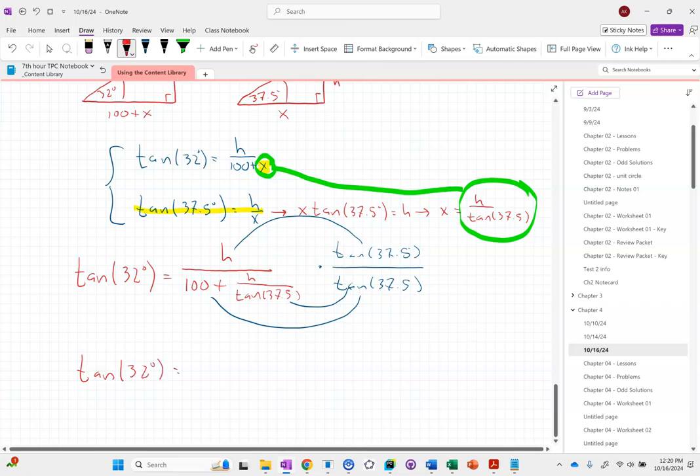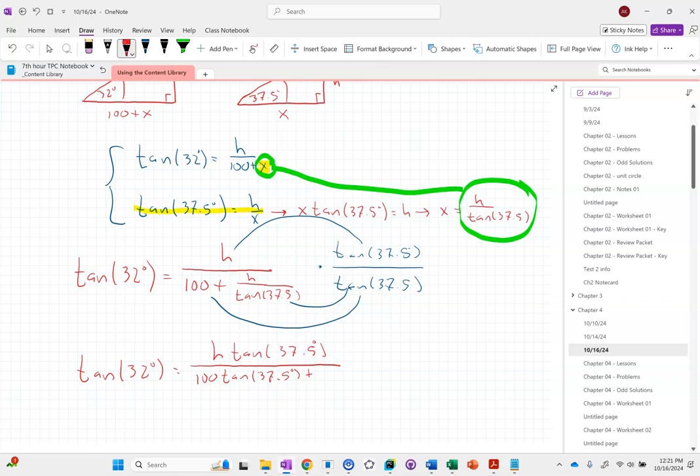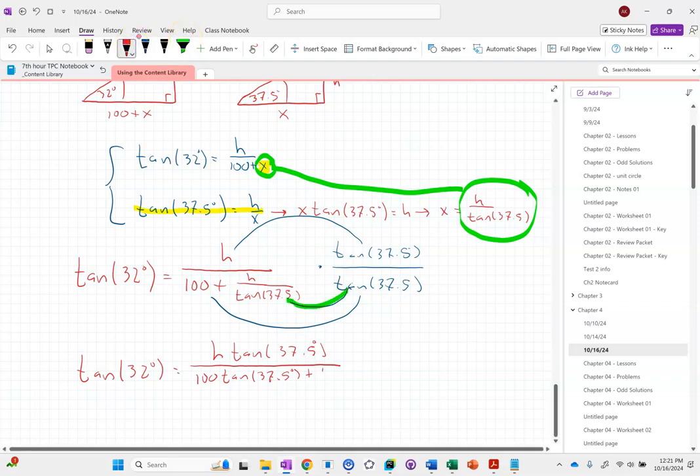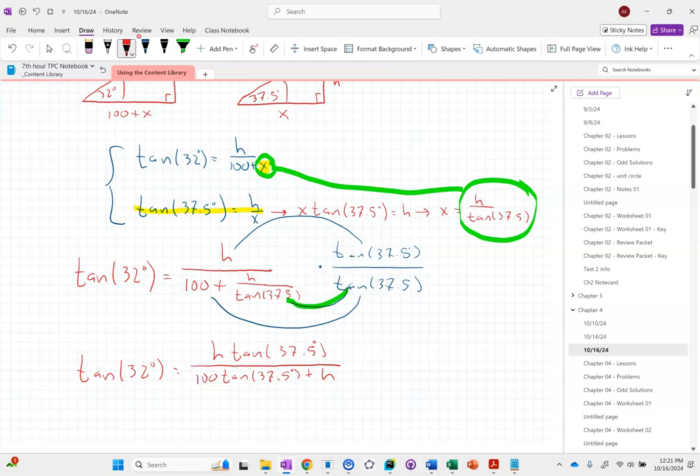So when I multiply h by tan 37.5, I just get h times tan 37.5. When I multiply 100 by tan 37.5, I just get 100 times tan 37.5. When I multiply h over tan 37.5 by tan 37.5, what do I get? Just h. Everybody's good there? That gets rid of the fraction inside of the fraction.